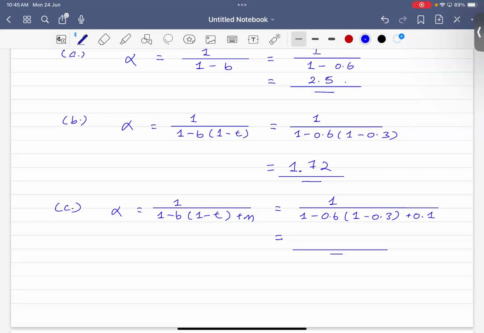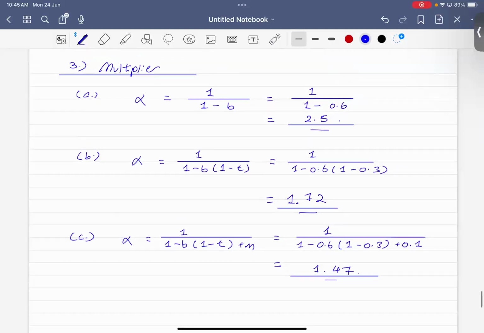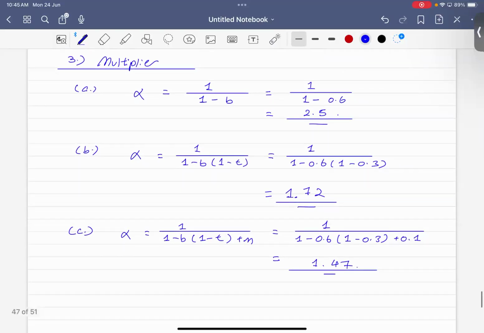Okay, you try and calculate, you will get 1.47. So do you realize one thing over here? When it moved from 2 sector to 3 sector and 4 sector, the multiplier impacts will become smaller and smaller and smaller. Like for example, when 1 million is injected, at first in 2 sector, it generates 2.5 million. In 3 sector, it generates 1.72 million. And when it comes to 4 sector, it only generates 1.447 million.